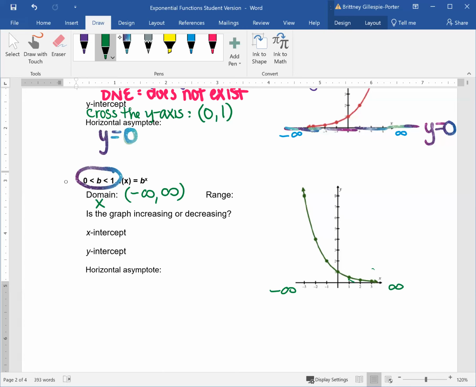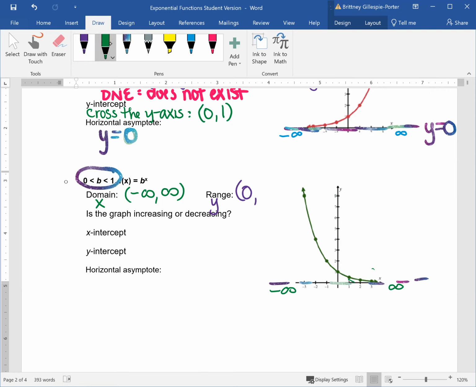With our range, remember that those are our y values. Looking at our smallest y value, because we're going up and down, we try to get down past the x-axis, but it's just not working for us. Again, we have a line that is in our way. We cannot get below y equal to 0. So our range is going to be 0 with a parenthesis because we can't hit 0.